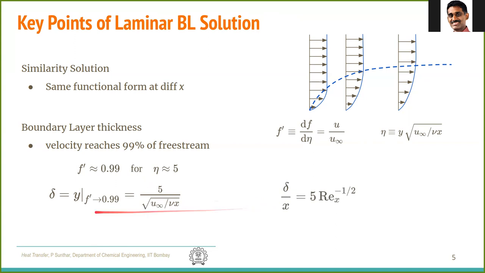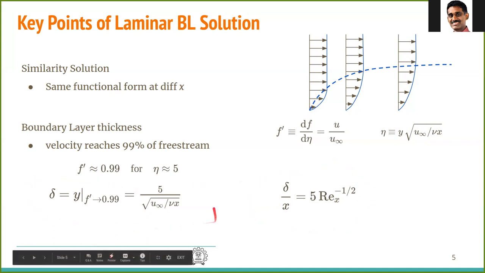Or dividing both sides by x, we have delta by x going as, if you multiply this by x, you get u infinity into x by nu. U infinity x by nu is nothing but the Reynolds number. So this is 1 over Reynolds number power half, or Reynolds number power minus 1 by 2. This form and this form are very useful expressions, one to remember the functional form, as well as to solve some problems.